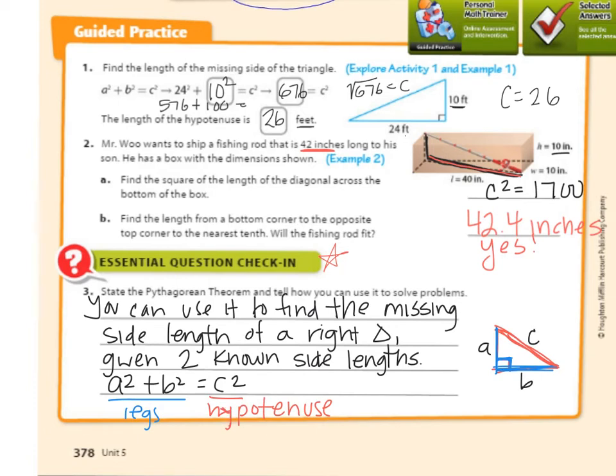Okay, and so that's kind of it in a nutshell, how you use the Pythagorean theorem. All right, if you had questions as we went through this, please make sure that you are writing them down, that you're bringing them to class, that you are asking them, because that is an important part of understanding and learning, is making sure you're asking those questions.